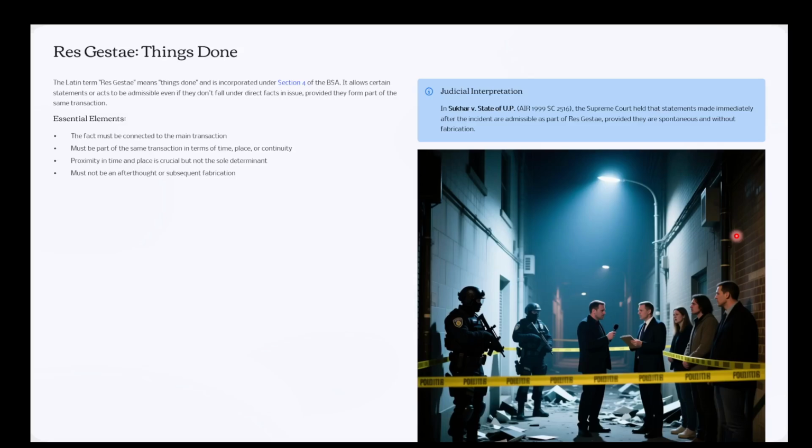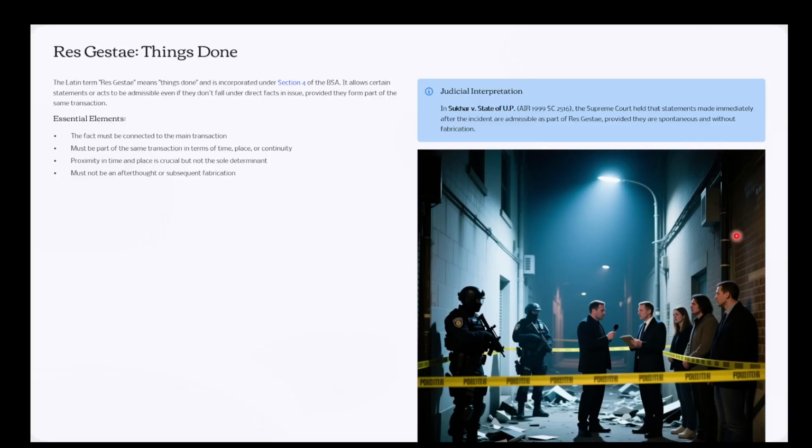We'll discuss res gestae, which means things done. The Latin term res gestae means things done and is incorporated under Section 4 of the BSA. It allows certain statements or acts to be admissible even if they don't fall under the direct facts in issue, provided they form part of the same transaction.